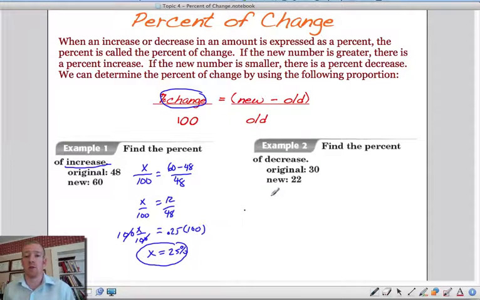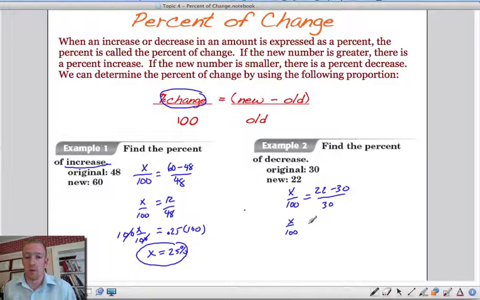So for a percent decrease, the original amount was 30, and the new amount was 22. Since we ended up with a smaller amount, it's a percent decrease. So we have x over 100 equals the new minus the old, so 22 minus 30 over the old, 30. That gives us x over 100 equals negative 8 over 30, and that simplifies to negative 0.266666 repeating.